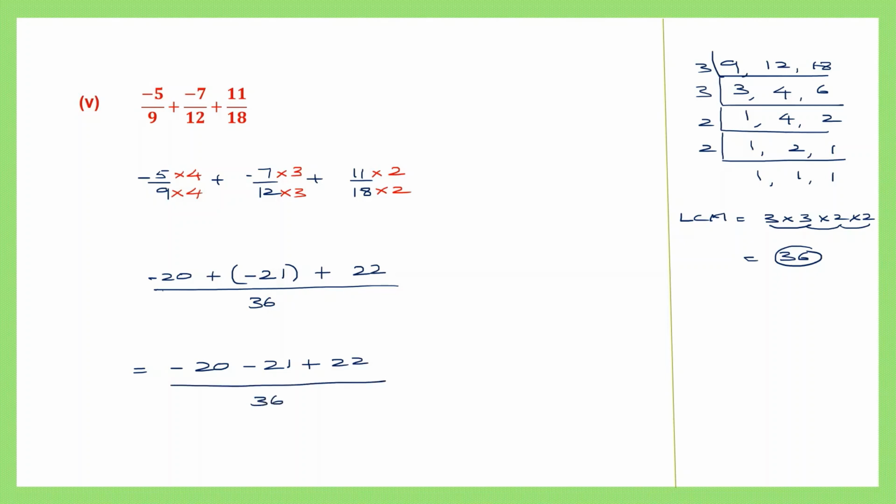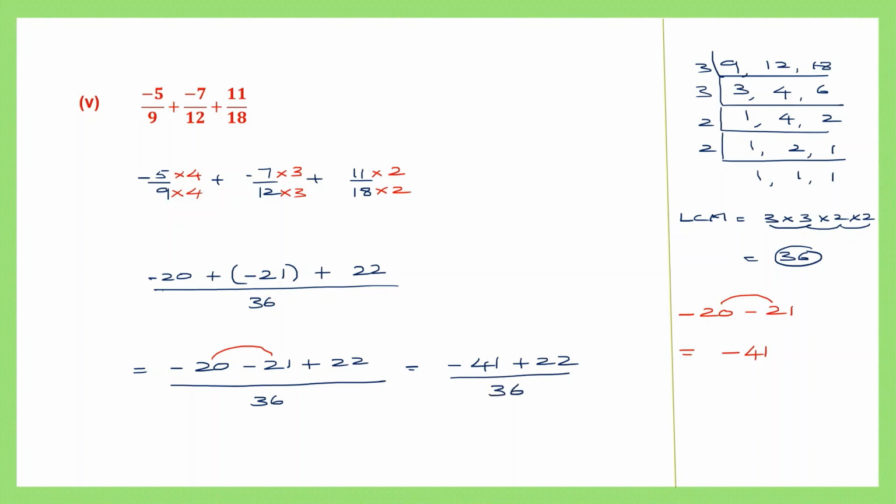Now let's take numbers with the same sign. So we have minus 20 and minus 21 with the same sign. So let's take that here. Minus 20 minus 21. When signs are the same, we put the same sign and we add. 20 plus 21 is 41. So what do we have here? Here we have minus 41 plus 22 and the denominator is 36.